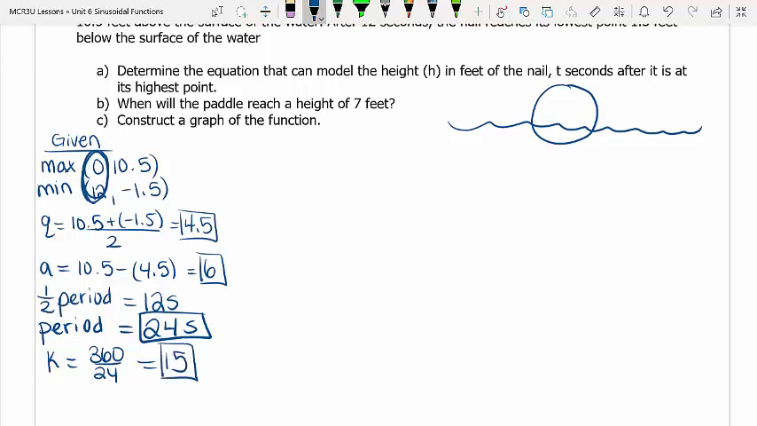And finally, we know there's no phase shift because we're starting at our maximum, right? At 0 seconds, we're already at our maximum. So if we use the cosine function, we know that there's no phase shift because cosine starts at its maximum. All right, so using all this information, and we've determined we're going to use cosine because it starts at its maximum, here's our function.